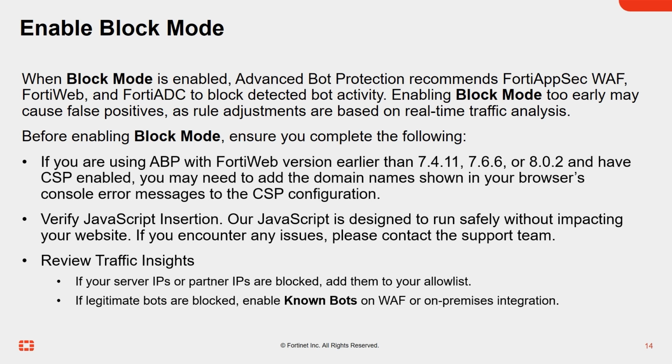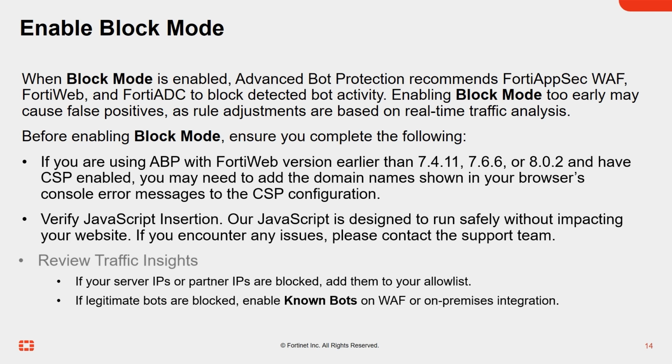If you are using a FortiWeb version earlier than 7.4.11, 7.6.6, or 8.0.2, and have client-side protection enabled, you may need to add the domain shown in your browser's console error messages to the client-side protection configuration. Check over your JavaScript insertions. ABP's JavaScript is designed to run without impacting your website. If there are any JavaScript-related issues, please contact the support team.